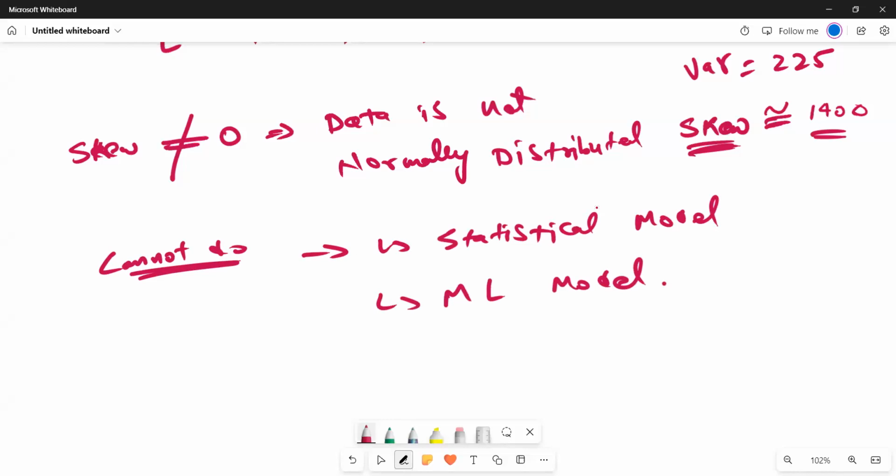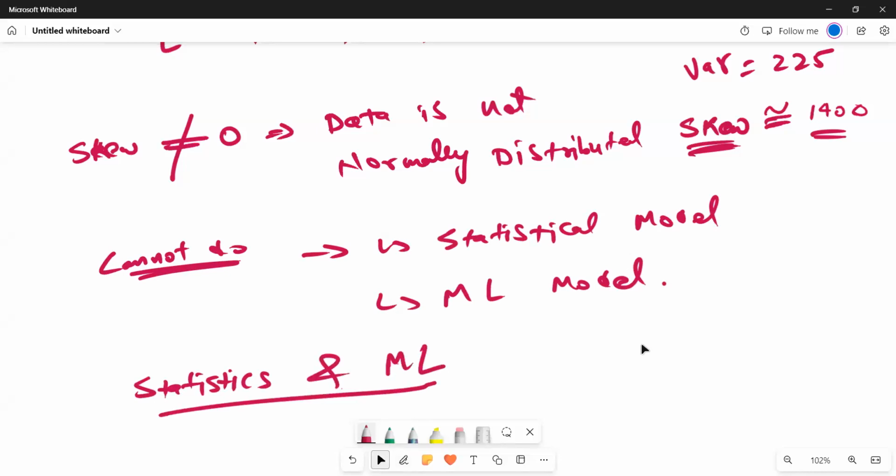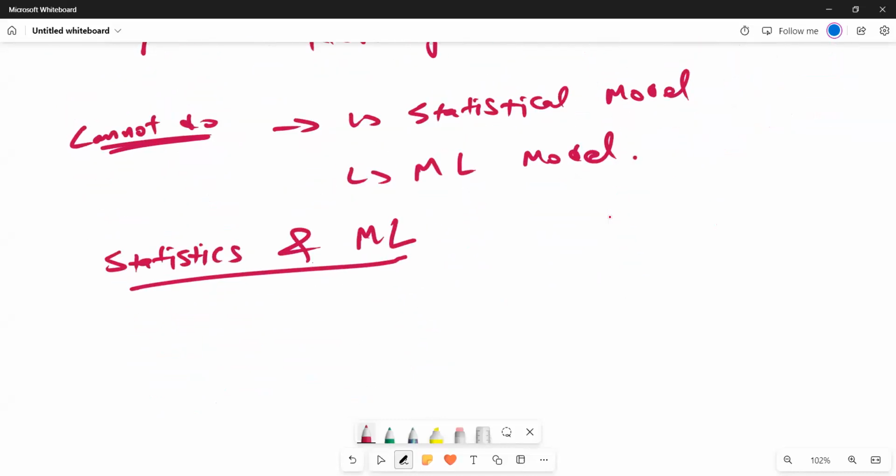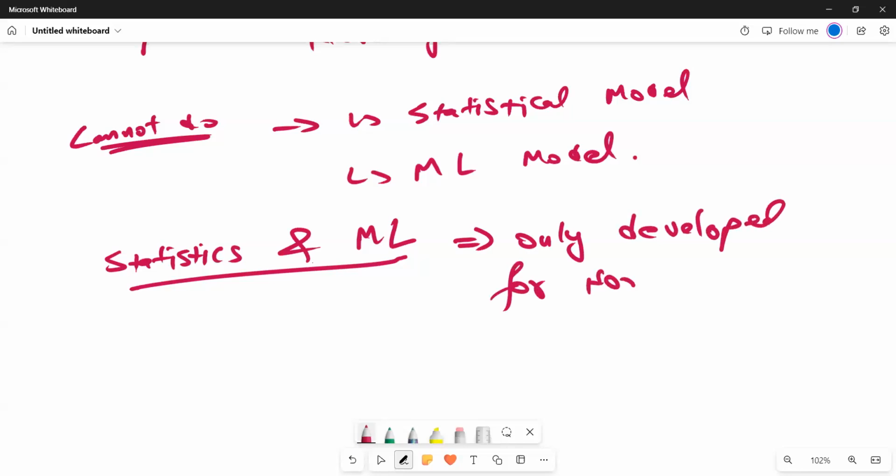Right. I cannot build a machine learning model. I cannot do these things because my complete statistics and machine learning has been developed in such a way that it is only developed for normal distributions. Right? It is only developed for normal distribution.